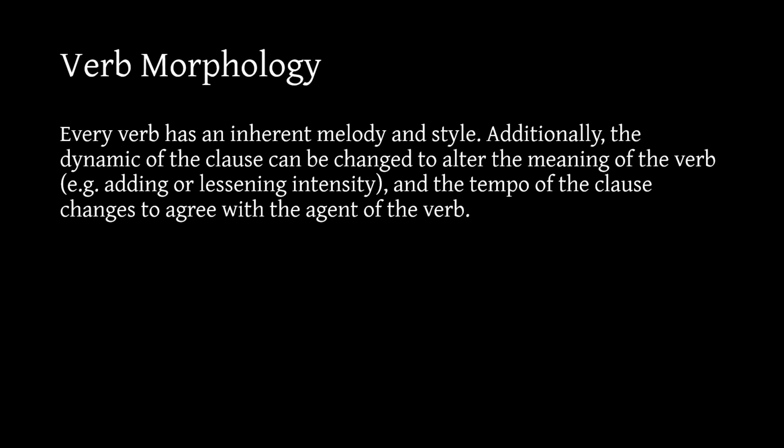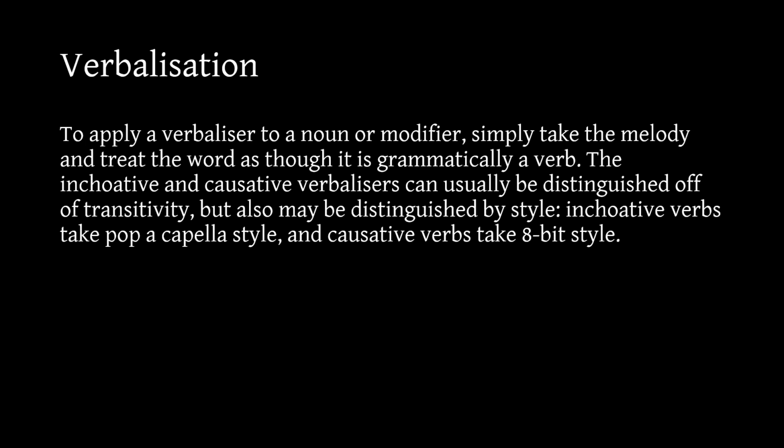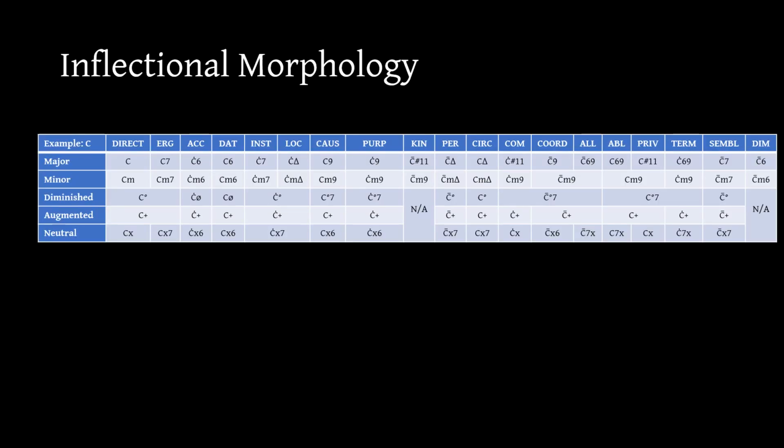As I said before, the tempo of the clause also changes to agree with the agent of the verb, first, second, third person. We can also verbalize nouns using a very simple method described here. Now we move on to the inflectional morphology. So you can see here just a table of the different extensions that nouns take in different cases. And you see it varies depending on the quality of the noun. Like I said before, they can take major, minor, diminished, augmented, and neutral.